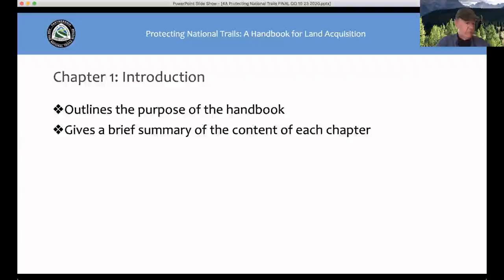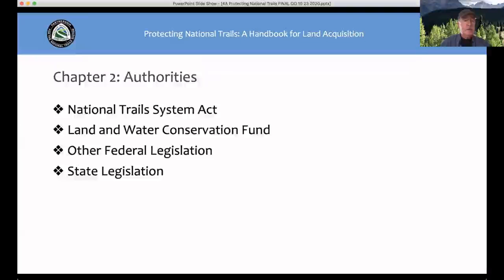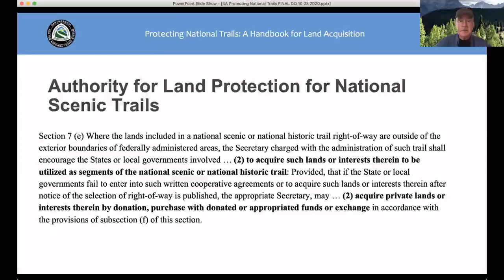Chapter 1 outlines the purposes and contents of the book. Chapter 2 talks about the authorities, in particular the National Trail System Act authorities and the Land and Water Conservation Fund. It also goes into some other federal and state legislation that provides the basis for land protection by those federal and state agencies. Here's the authority from the National Trail System Act, Section 7(e).